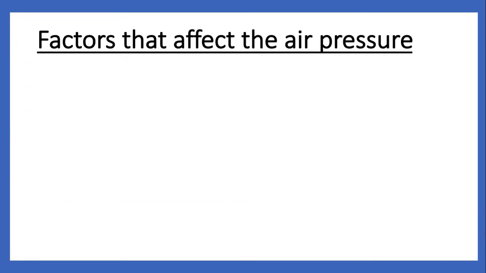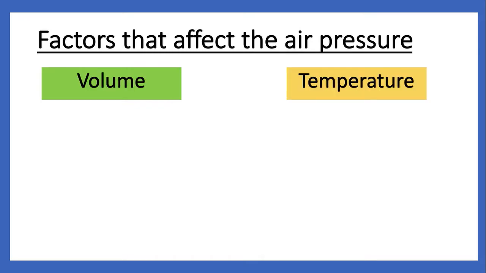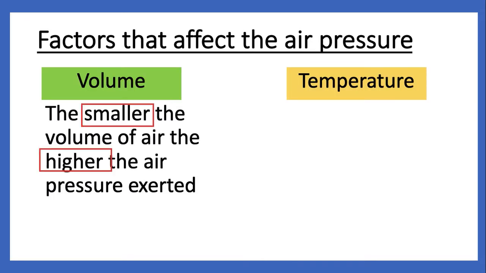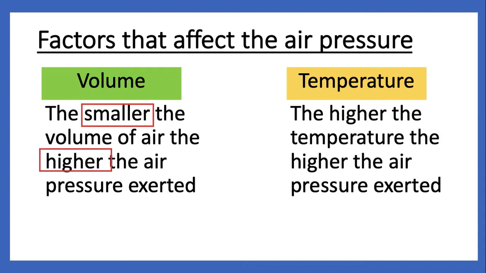You had learned in the previous video that there are two factors that affect air pressure: volume and temperature. The smaller the volume of air, the higher the air pressure exerted. The higher the temperature, the higher the air pressure exerted. This relationship or principle is applied in some equipment and situations in our daily life.